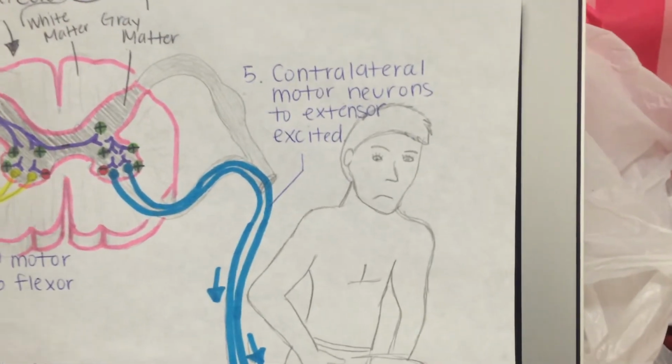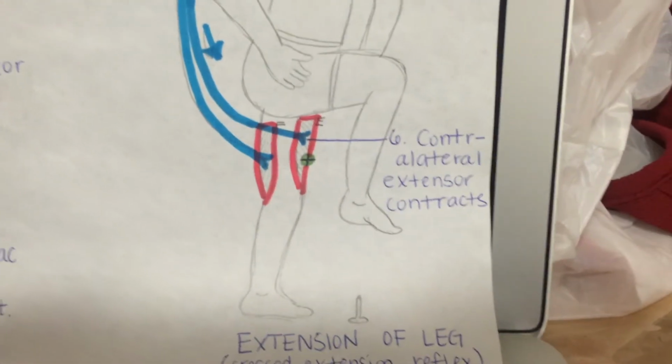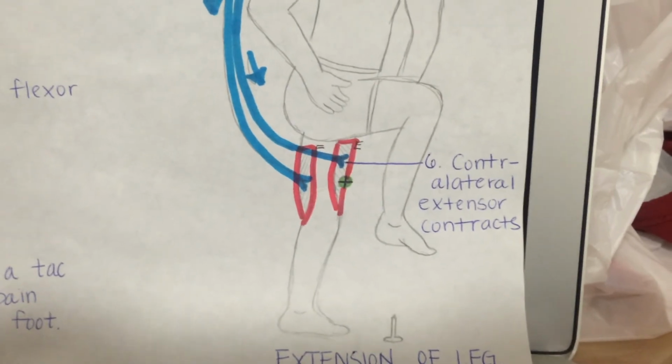Contralateral motor neurons to extensor are excited. In step 6, contralateral extensor contracts.